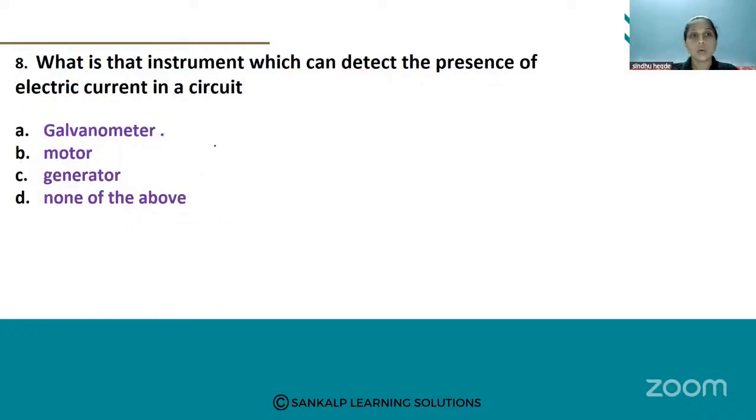Next, eighth one. What is that instrument which can detect the presence of electric current in a circuit? Galvanometer, motor, generator, none of the above. The galvanometer shows the deflection and it explains how much electric current is produced in the circuit. So galvanometer is the right option. Options B, C and D are wrong.